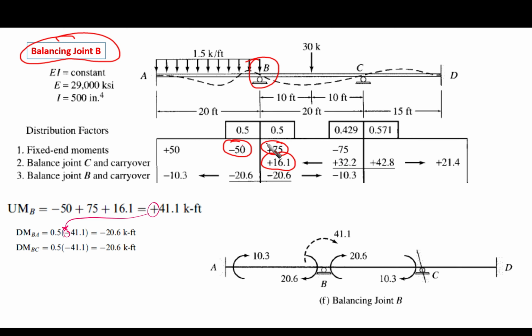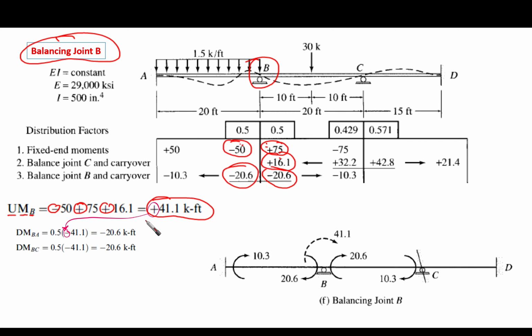Already we have three different moments. They should be balanced because their summation is not 0. What is the summation? We call it the unbalanced moment at point B, which is minus 50 plus 75 plus 16.1. It gives us plus 41.1. This is the unbalanced moment. It needs to be carried by, or resisted by, the two branches of the point B, which is exactly the right branch and the left branch.